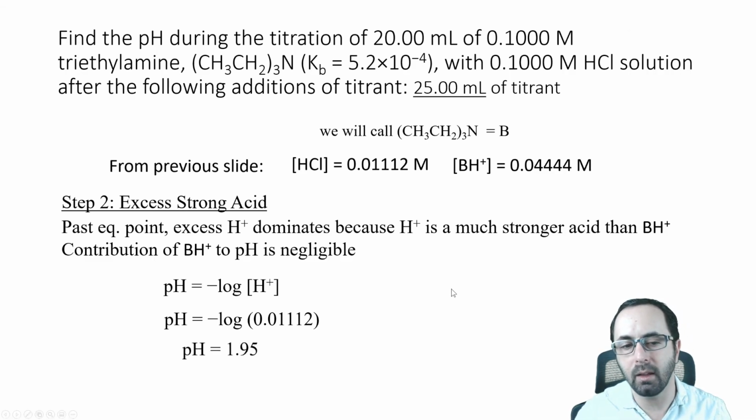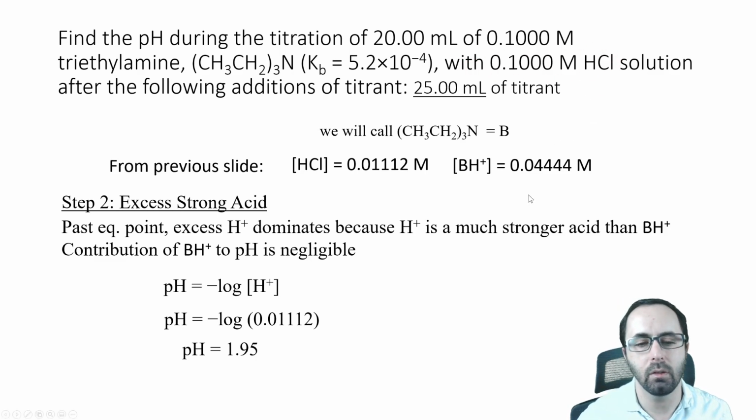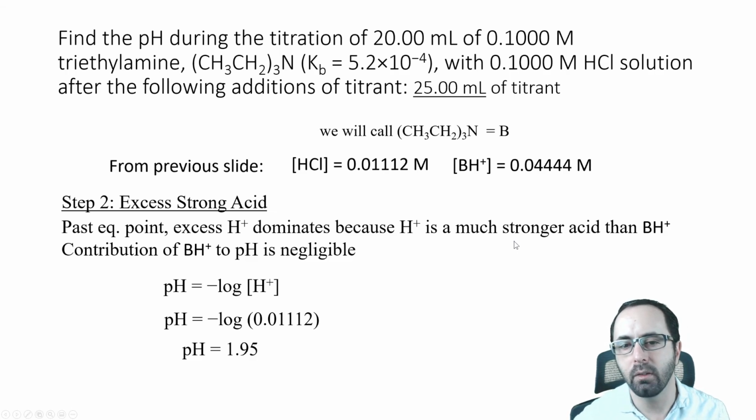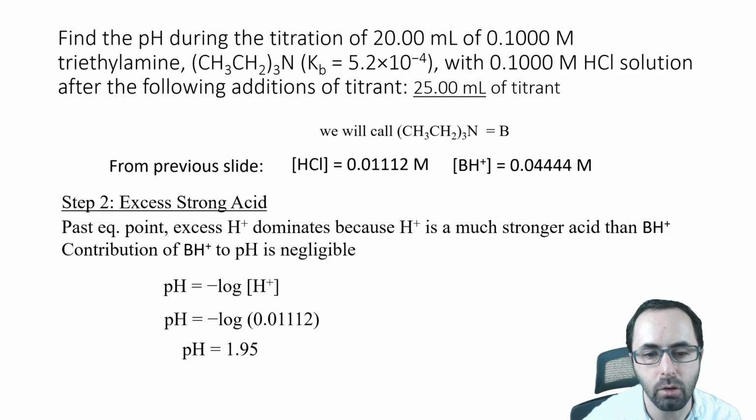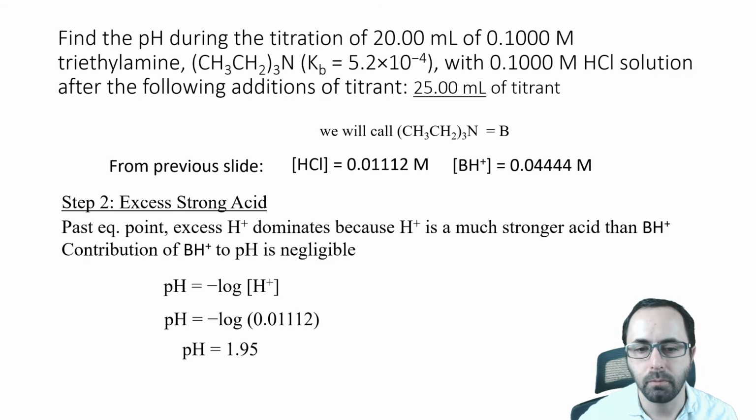And of course, this makes sense. We dumped in a bunch of extra strong acid that was concentration 0.1 molar. So that pH is going to be steadily approaching pH 1, which is the pH of this HCl solution. So after the equivalence point, there's not really an equilibrium to speak of. It's the excess strong acid that dominates here. And so we use its concentration to determine the pH.